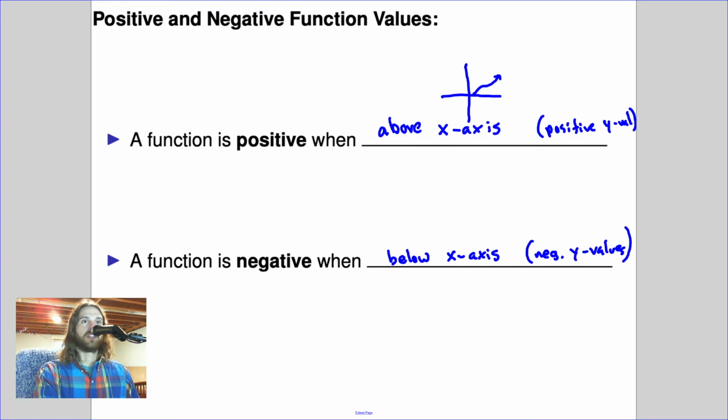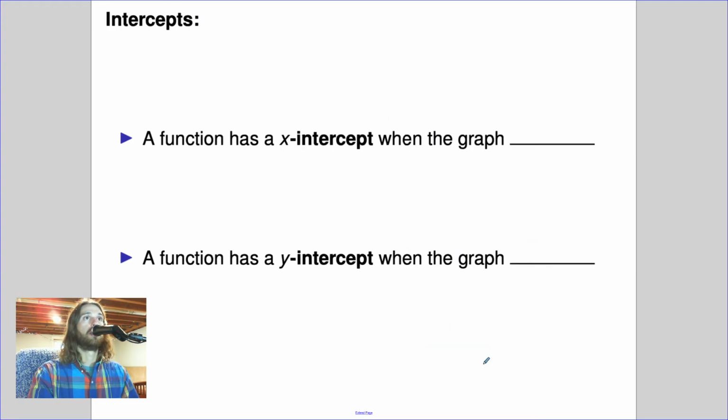When it's below the x-axis, what does that look like? Below the x-axis looks like, you know, you have some line traveling down like this. It doesn't have to have negative slope. It could look like that. It could be positive slope. That's fine. It's below the x-axis, right? So we say that it's negative at that time. All right, and a function has an x-intercept when the graph crosses the x-axis.